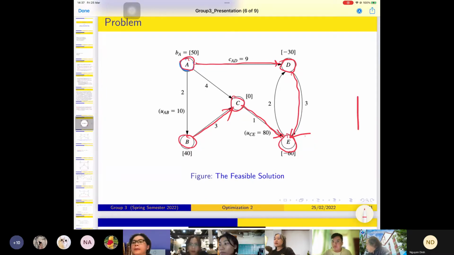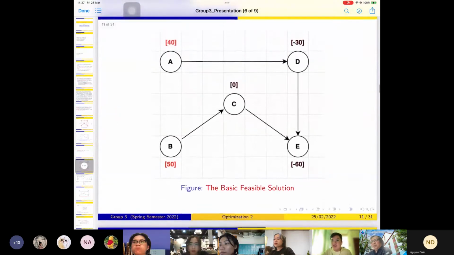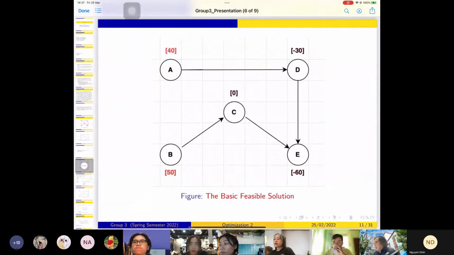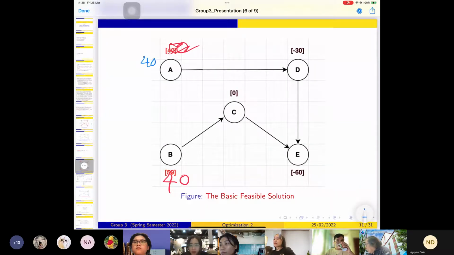Here, in the next slide, is my basic feasible solution. And I don't know why it's 40, but at the beginning, this is 50, and this is 40. Is that okay? At the beginning, it is this. And you change to 40. So I write it in blue. You change to 40, and then this is 40. You change to 50.